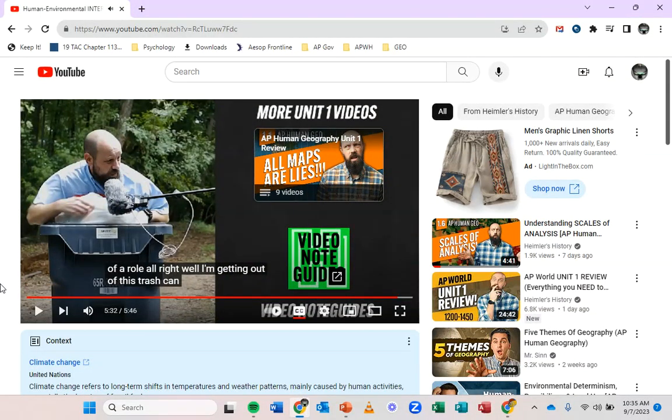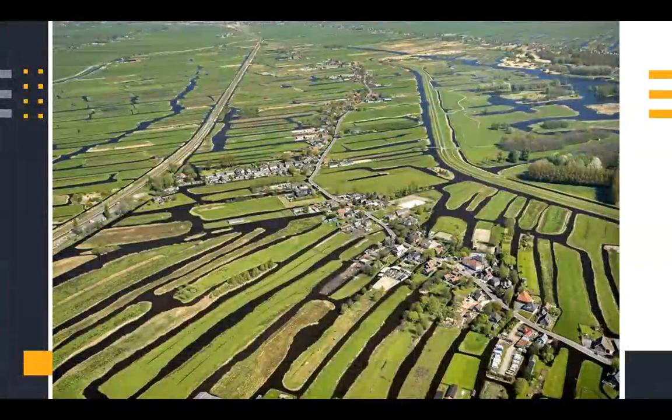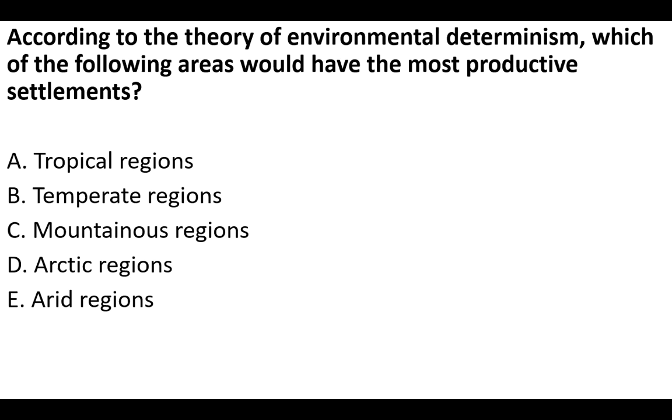All right, so I hope that was a good review and you learned a few new things. So let's do some questions and let's wrap up this video. Okay, according to the theory of environmental determinism, which of the following areas would have the most productive settlements?